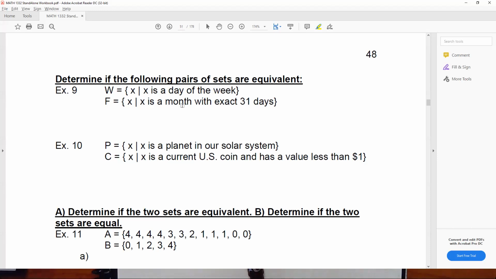So number 10, X is a planet in our solar system. Are we counting Pluto? Guess not, maybe. Technically, no. So how many planets are in our solar system? 8, and that's without Pluto. X is a current US coin that has value less than $1.